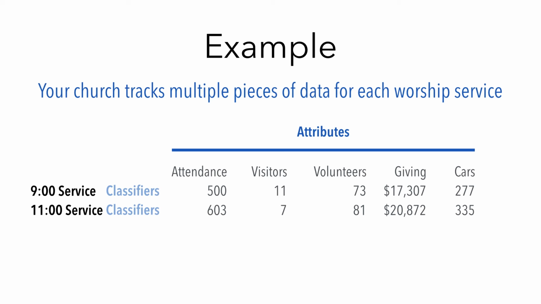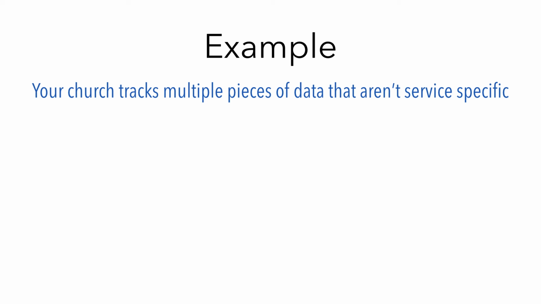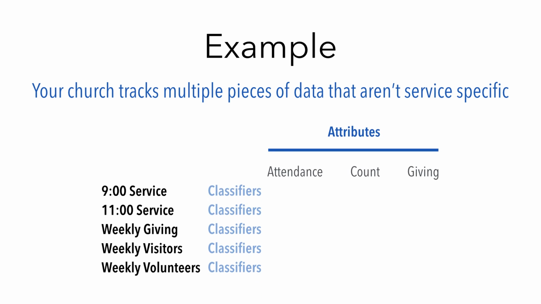But not every church tracks giving, parking, visitors, or volunteers specifically for every service, as in the next example. The only values this church records for specific worship services are the attendance numbers. Everything else is a total number for the week. So in this case, they've reduced the number of attributes to 3, and they've added events for weekly giving, weekly visitors, and weekly volunteers. They can use the generic attribute count for just about anything.